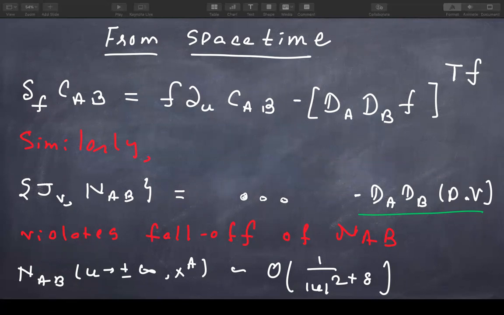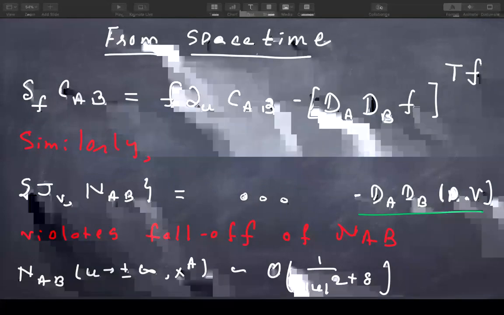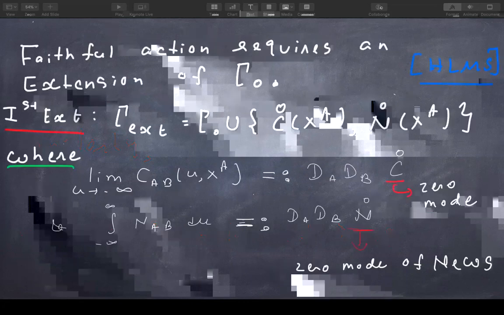In some sense, there is a problem with both charges as far as the action on the Ashtekar-Streubel phase space is concerned. Certainly, the supertranslation problem is not that severe, in the sense that you may say you are not interested in the faithful action. But the superrotation issue is more severe because it really violates the falloff of the news. So these are the two issues you would have to tackle before quantizing these charges.